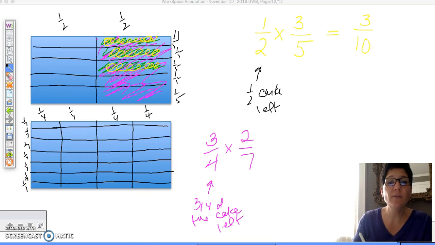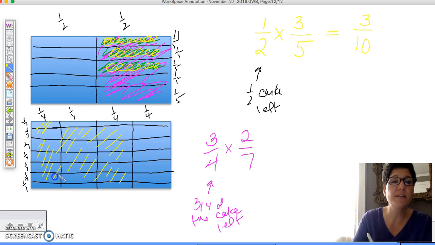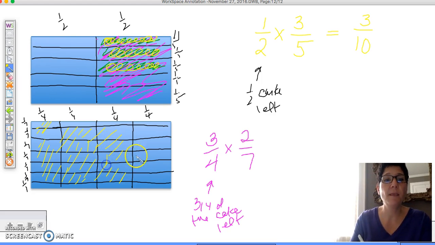Okay, so if I do 3 out of 4, 3/4 of the cake is all of this over here, covering every last bit. So if 3/4 of the cake is left over, how much of the cake was actually eaten? I hope you guys said 1/4, okay? Because everything's always got to add up to 1. Everything's all about the whole.